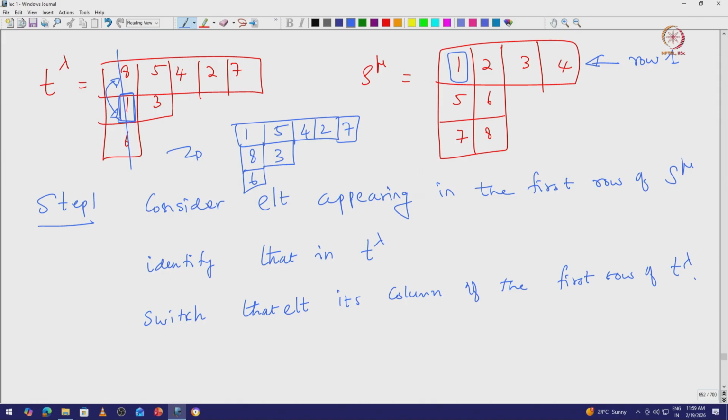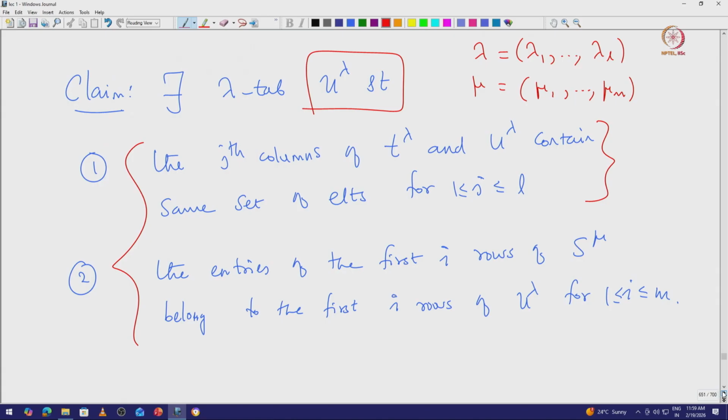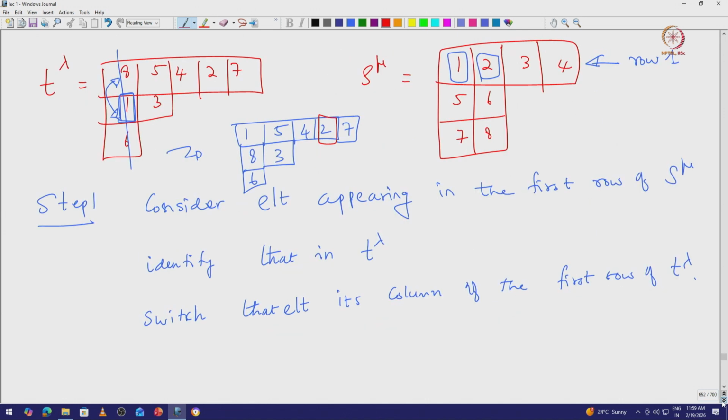Now, you do the same procedure for the next elements. So, if we go to 2, if it is already appearing here in the first row, then we just leave it. We do not need to do anything, because what we want to keep is that the entries of the first I rows of S mu should belong to the first I rows of T lambda. So, if we start with something that is already there in the first row of T lambda, for example, this 4 also appears here, we just leave it as it is, we do not touch it.